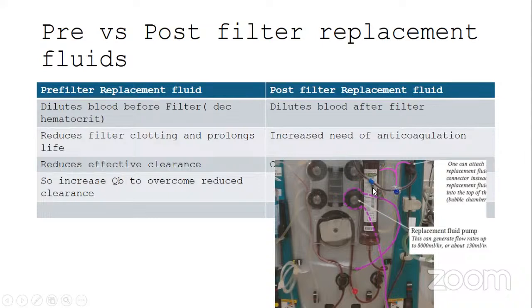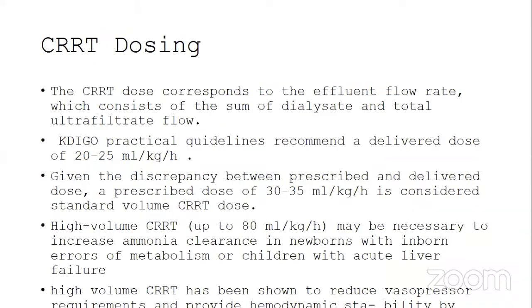So if you consider adding in the post filter, there will be an increased need of anticoagulation to prevent any clotting in the filter, as this dilution does not occur. There will be a good amount of clearance if you consider adding post filter replacement fluid. So these are the advantages and disadvantages of pre-filter and post-filter replacement fluids. So next, coming to the CRRT dosing.